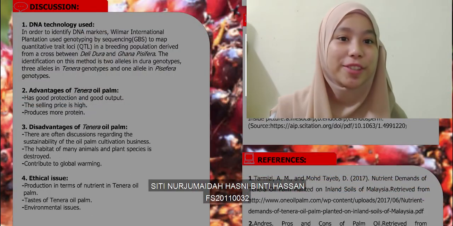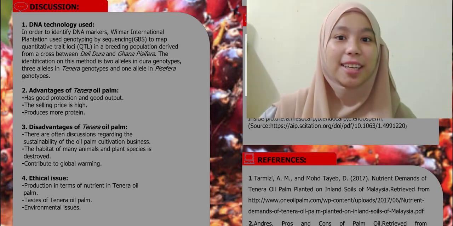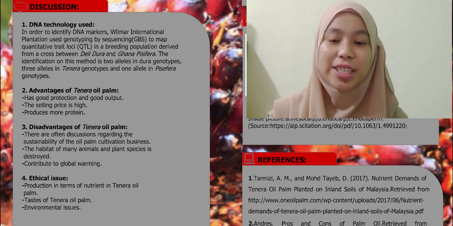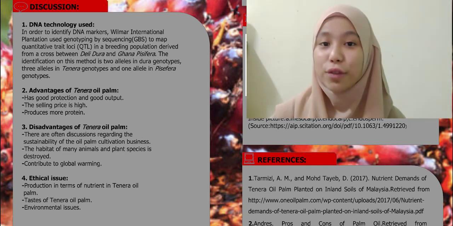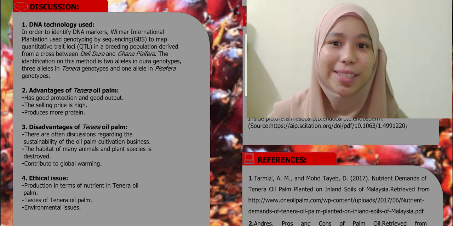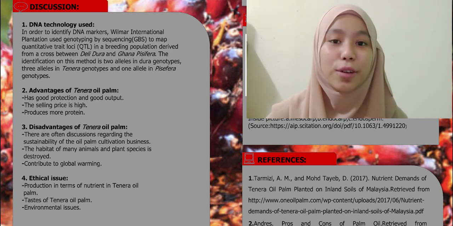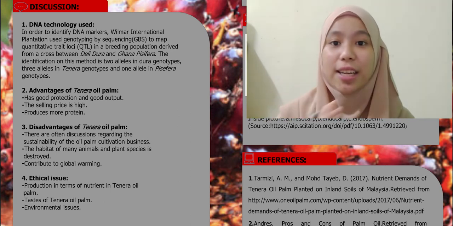Okay, now we are moving on to discussion part 1. So we all know that oil palm has become a huge demand throughout the world. Therefore, research and experiments have been done to find the best way to produce the best quality of oil palm. A 2006 study shows that crossbreeding between the Dura and Piscifera has been done, and the offspring is Tenera oil palm.